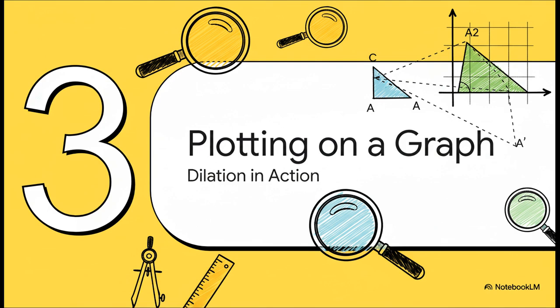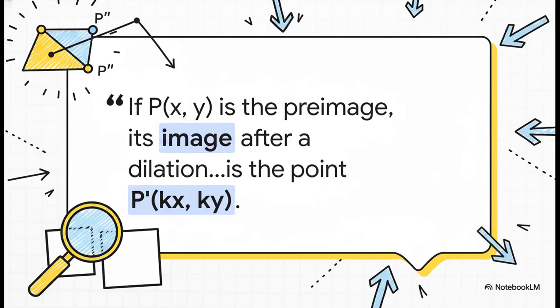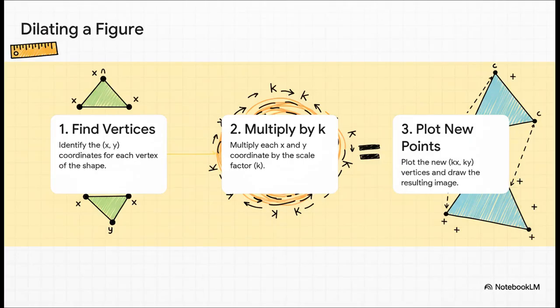Let's see how this actually works by putting a dilation into action on a good old coordinate plane. You're gonna love this. The rule for plotting a dilation is so simple, it almost feels like cheating. To find the new spot for any point (x, y), you just multiply. Your new point is just (kx, ky). That's it.